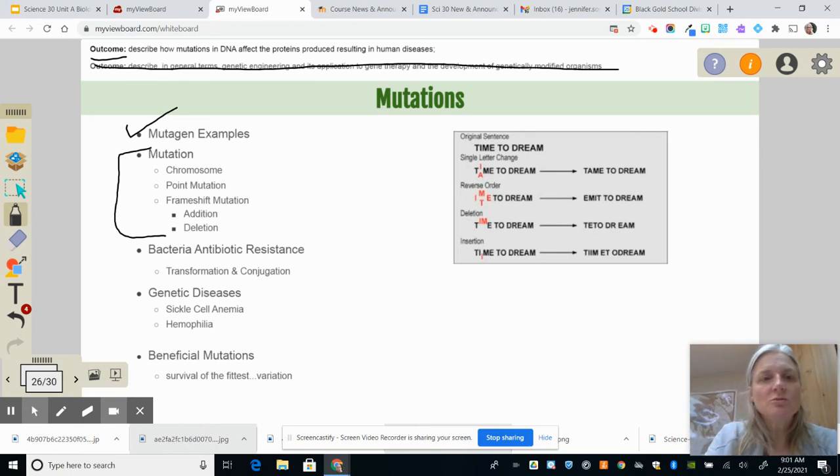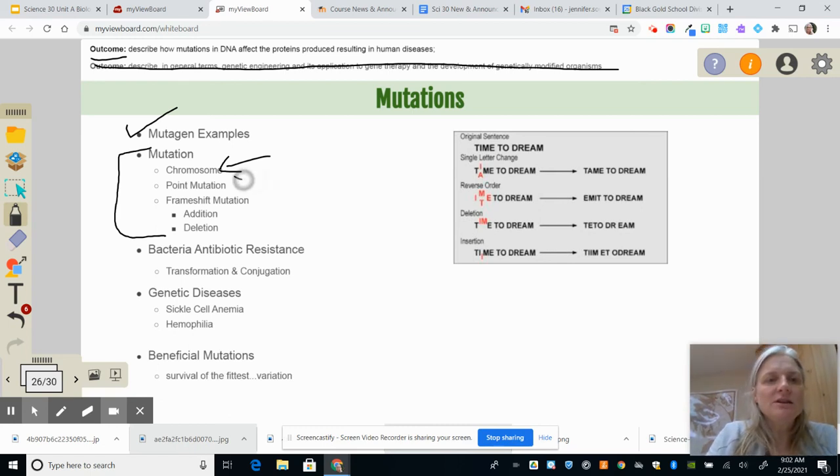You can have chromosome mutations. That's when you have an extra chromosome because cells didn't divide properly, especially during meiosis. So you might have an egg with an extra chromosome.